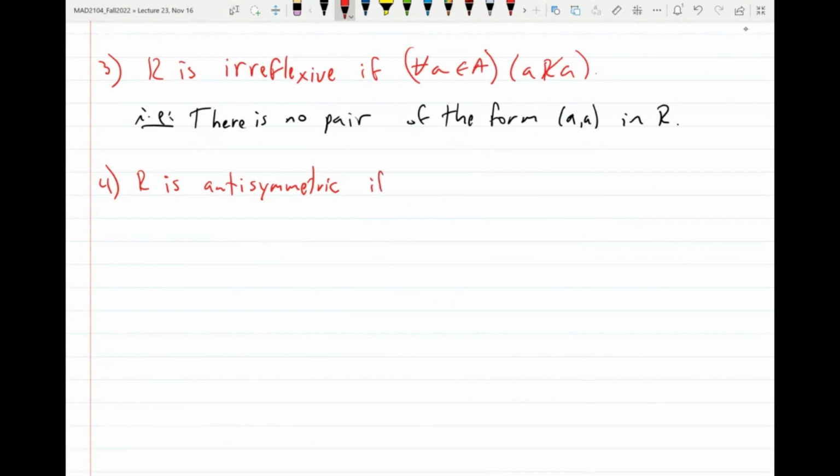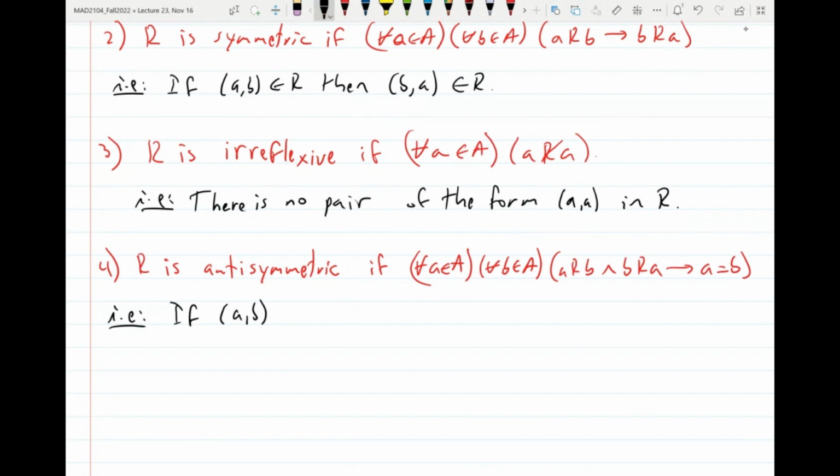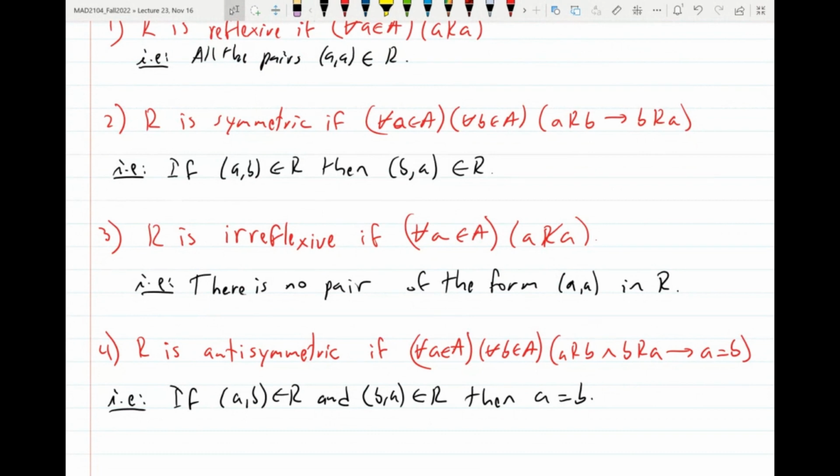So R is antisymmetric if for all a in A and for all b in A, a related to b and b related to a implies that a must be equal to b. Okay? So in words, what this means is that if the ordered pair (a, b) is in the relation, and if when you flip it, it is also there, then it must be the case that a is equal to b. So once again, in common terms, if you want to have a pair in the relation so that when you flip it, it is there, it has to be of the form (a, a). Okay? For example, (1, 2) and (2, 1) cannot both be in the relation. If they are, then it's not antisymmetric because 1 is not equal to 2. Okay?